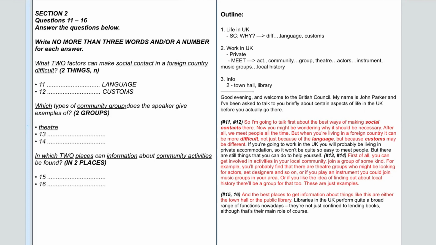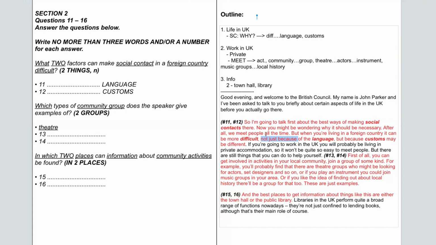And so basically, the speaker goes right into it and says he talks about the best way of making social contacts. This is a key word in our question. And it says when you're living in a foreign country, it can be more difficult. We have difficult, the key word, not just because. Now, this is an excellent phrase that you will probably see on the exam. Not just because is meant to trick you.